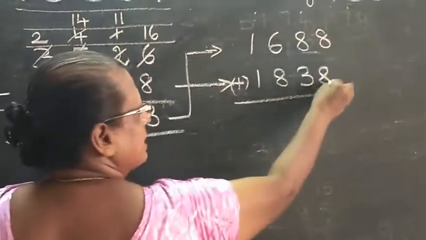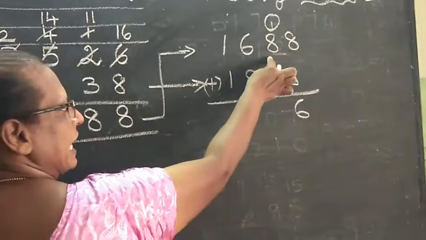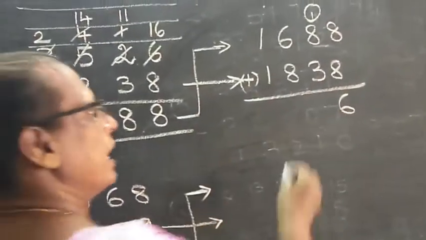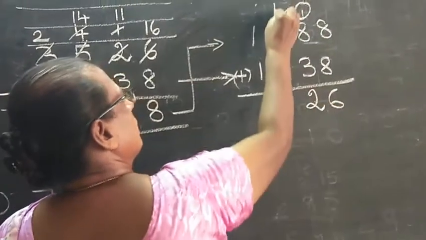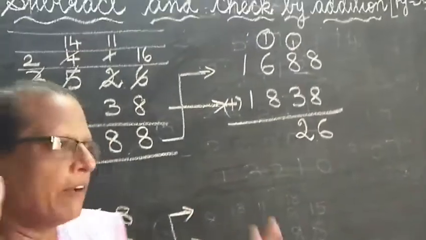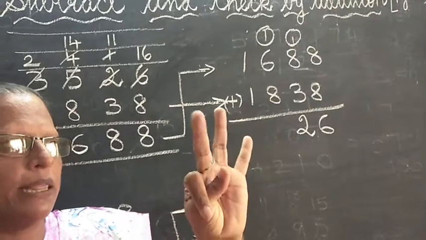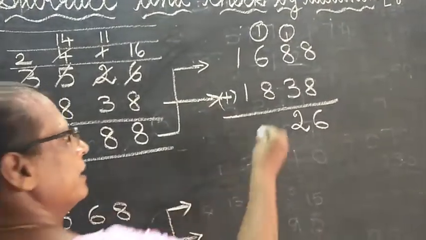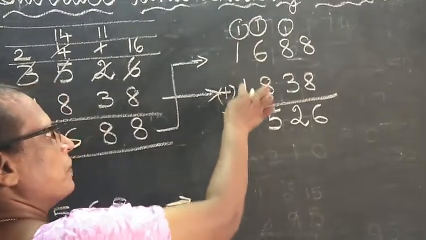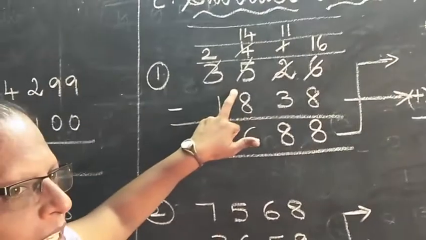So 8 plus 8 what will come? 16. 1 plus 8, 9. 9 plus 3, what? 10, 11, 12. Carry over this. 1 plus 6, 7. 7 plus 8 children. After 7 what will come? 8, 9, 10, 11, 12, 13, 14, 15. Carry over here. So 1 plus 1, 2. 2 plus 1, 3. Have you got this answer?